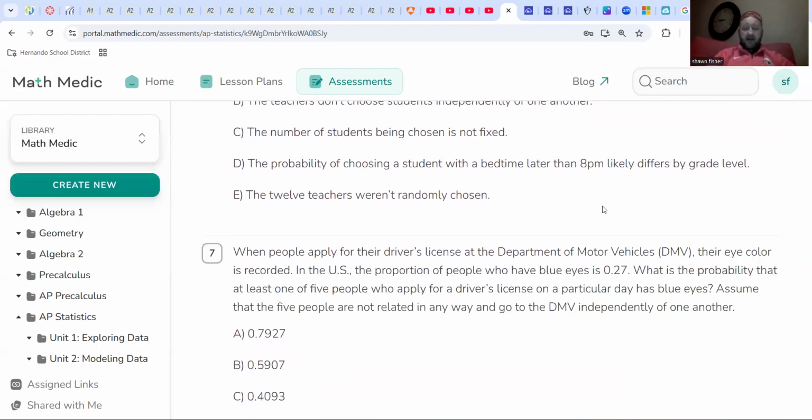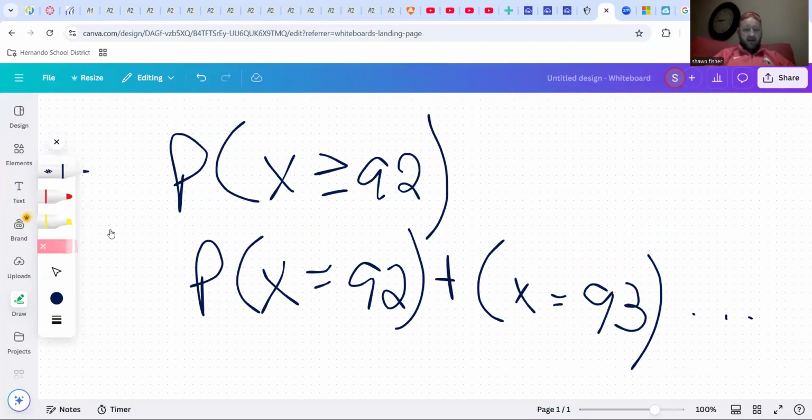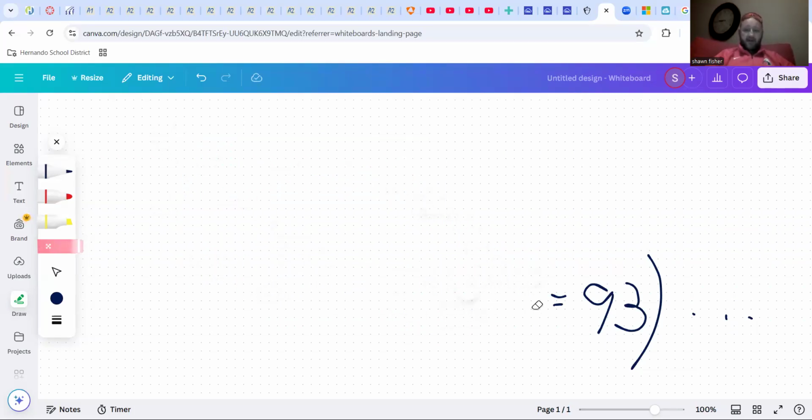People drive, Department of Motor Vehicles. Oh, this one's not. We got to calculate this one out. Their eye color is recorded. Proportion of people who have blue eyes, 27%. Probability that at least, here we go. Bam. At least, not equal to, right? But at least. So remember what I've said before. And I might let you guys figure this one out as well. Hopefully you can see my scratch pad here. Remember what I've said before.